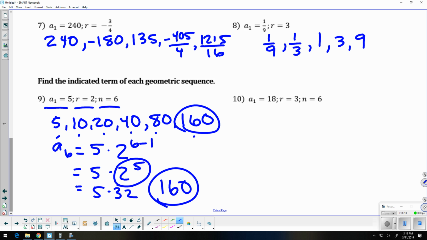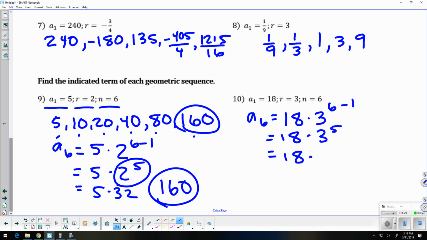Okay, so same thing for number 10. You can list it out if you want to, or use your special formula. So we're finding the 6th term again. First term being 18 times r, which is to the 6 minus 1. So we're doing 18 times 3 to the 5th power. So that's 18 times, I think that's 243. So now just multiplying 18 times 243, you should get 4,374. And there you go. All right, on to the next ones.